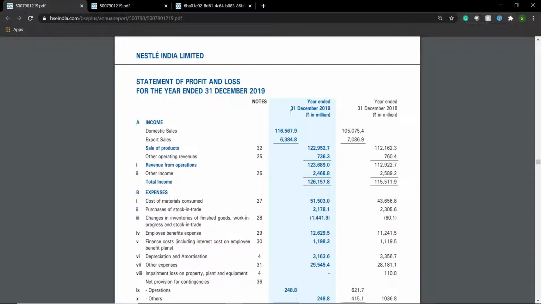Actually, Nestle is a foreign company. It's a Switzerland company. And over there, the financial year ranges from 1st January to 31st December. So whenever a company from foreign or from outside is established in India, they have a choice. They can follow any financial year according to their will. It's just that the taxes that they have to pay is according to our financial year.